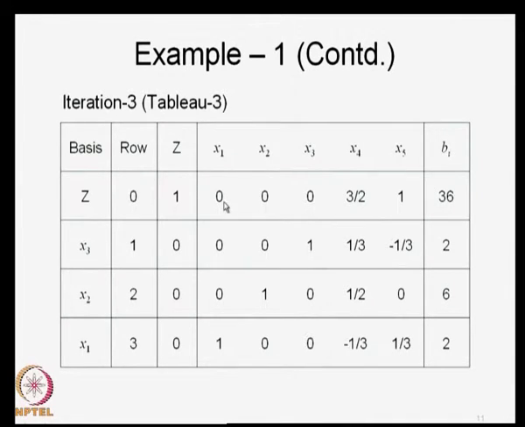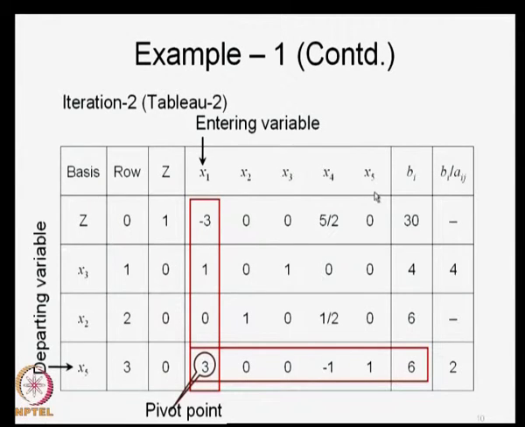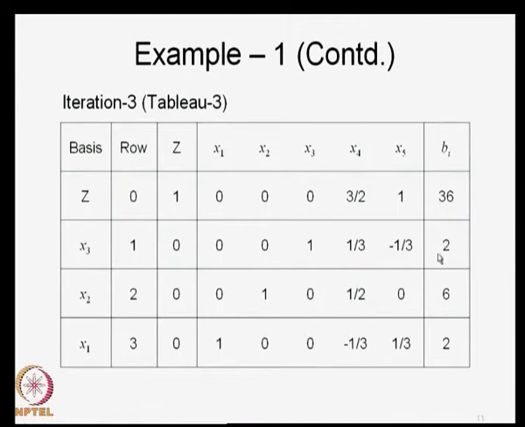After that, you start calculating each of the other numbers using the formula that we have used. Let us say you want to convert this number: 30 minus 3 into 6 divided by 3. So, that will become 36. Then 4 minus 1 into 6 divided by 3, which is 2. So, that is how you get 2 here.